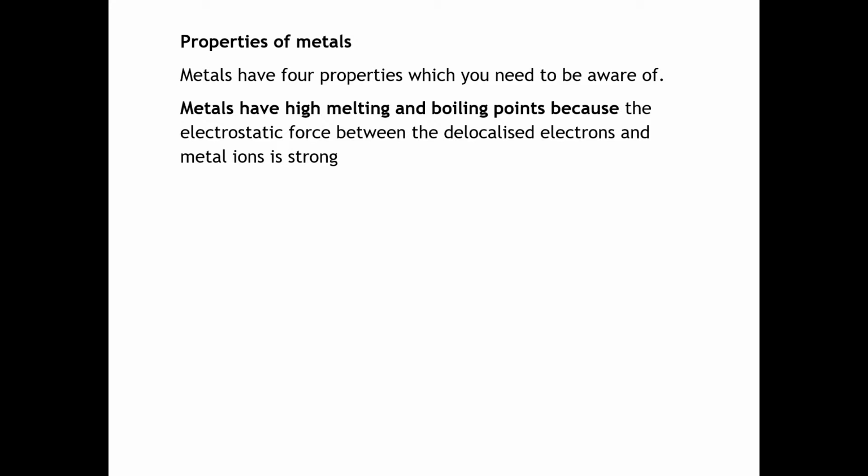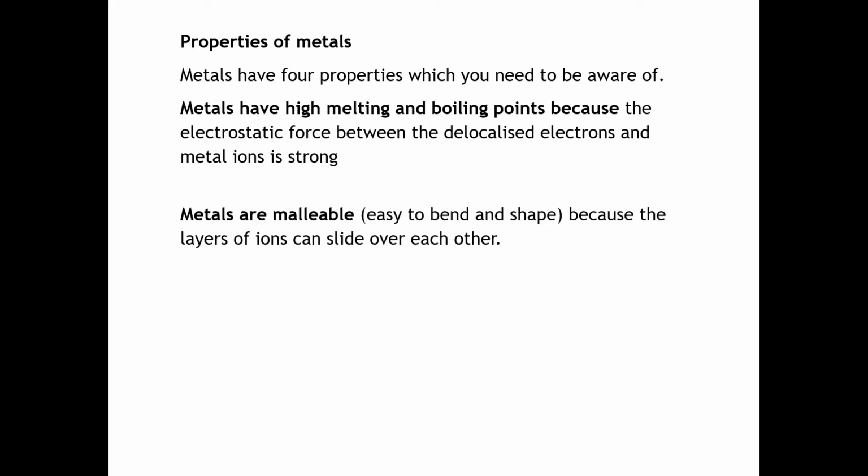This is because of the electrostatic force of attraction between the delocalized electrons and the metal ions. That force is strong, and multiplying millions and billions of times in a metal structure, the metal itself will be held together with these strong electrostatic forces of attraction. So metals will have high melting and boiling points. Some metals melt at over 1,000 degrees Celsius.